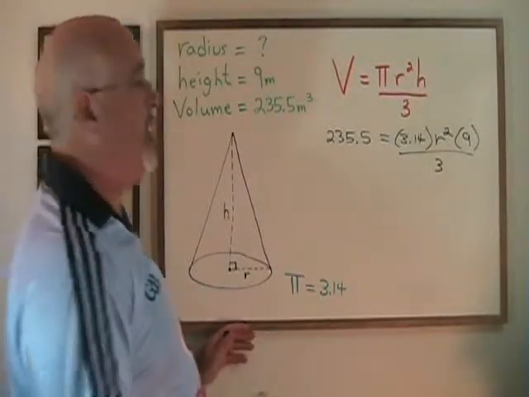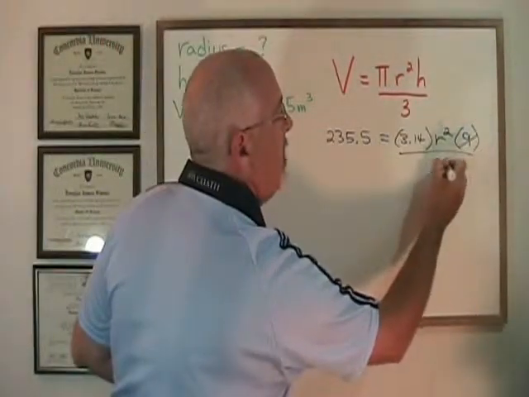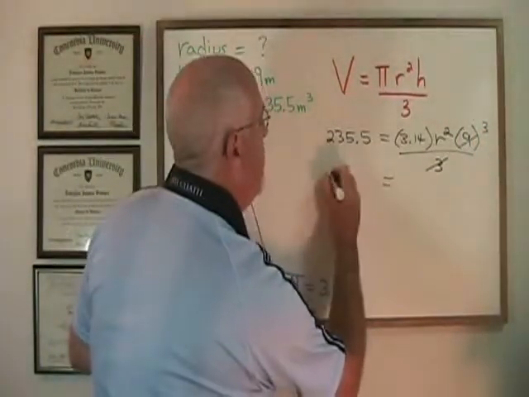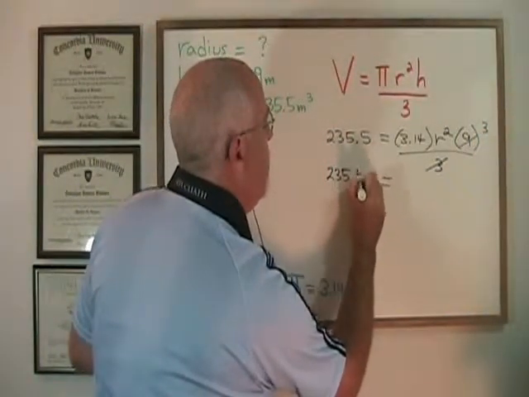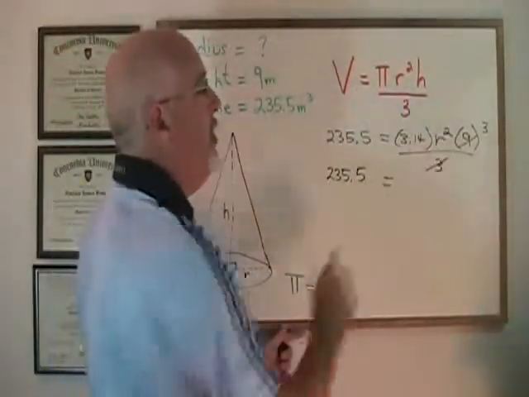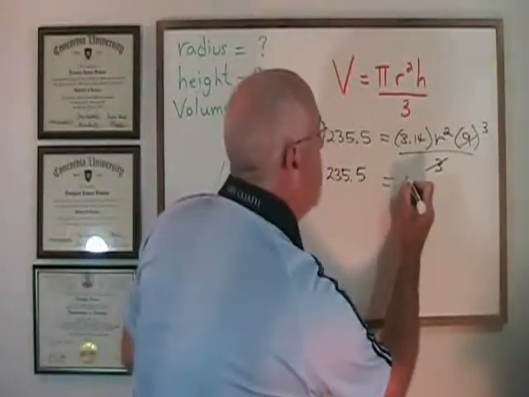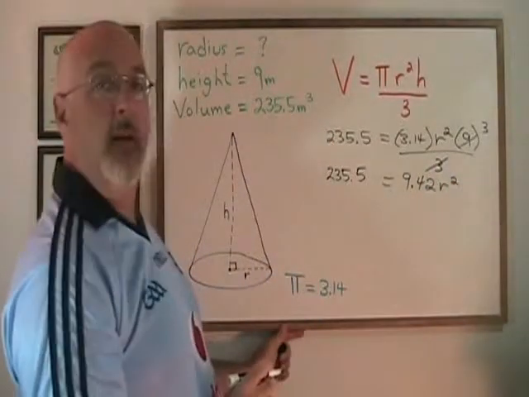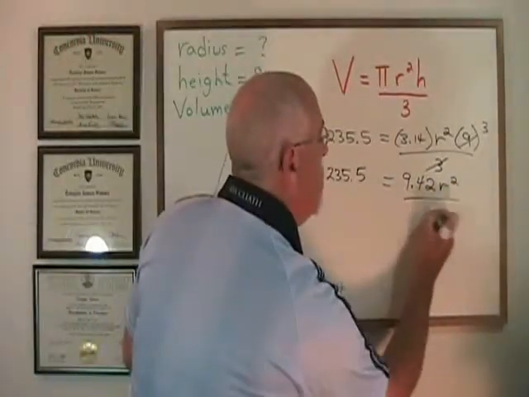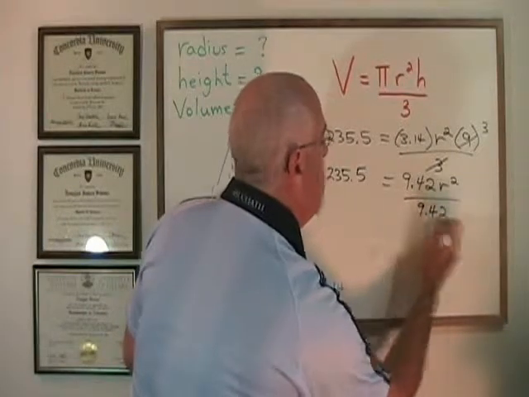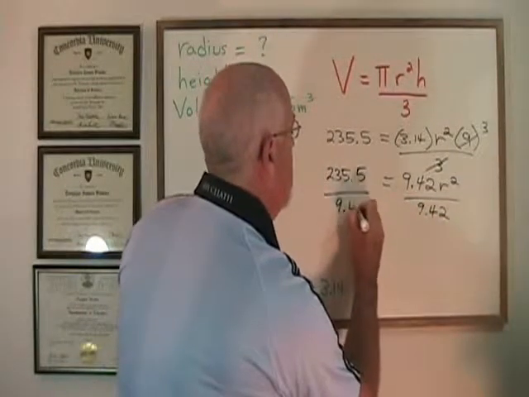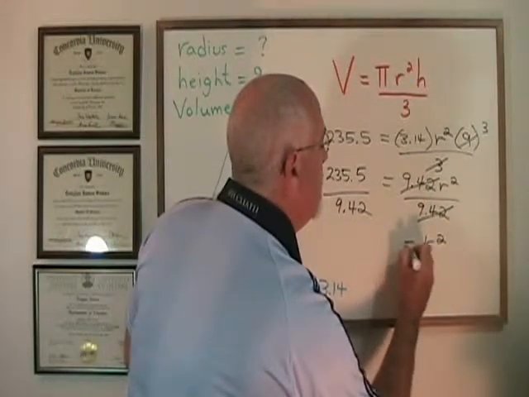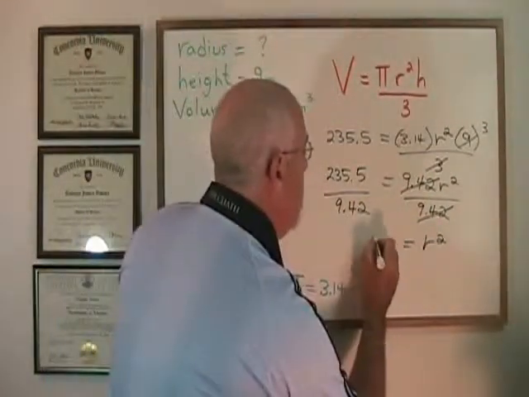The first thing I'm going to do is simplify 9 divided by 3, which is equal to 3. And then 3.14 times 3 is equal to 9.42, and we still have our r squared. It's time to divide both sides by 9.42. These cancel. R squared is isolated and is equal to 25.